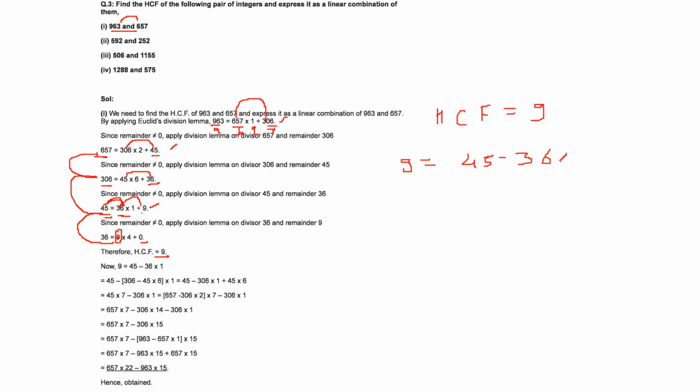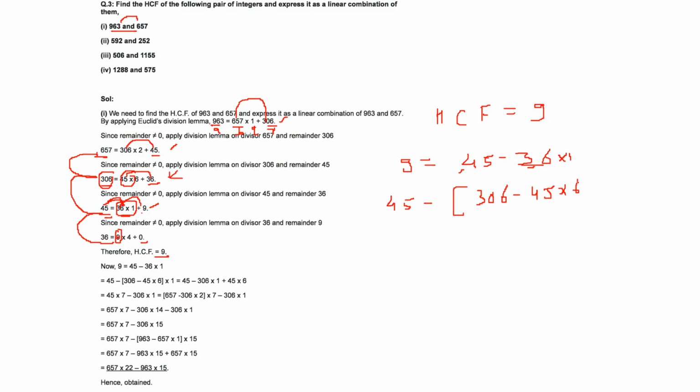Now let us write it as 36 into 1, we have to write this properly. 36 into 1. Now for this 45, this is 45 minus. Now see, how did we come to the point where we say this 36 might have come? This 36 has come from 306 minus 45 into 6, right? So in the place of 36, we will write 306 minus 45 into 6, because 306 minus 45 into 6 is 36.